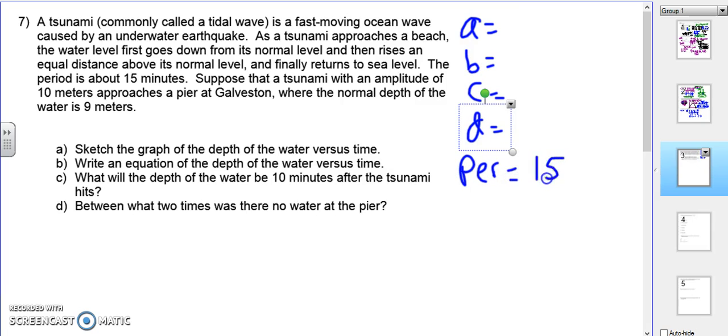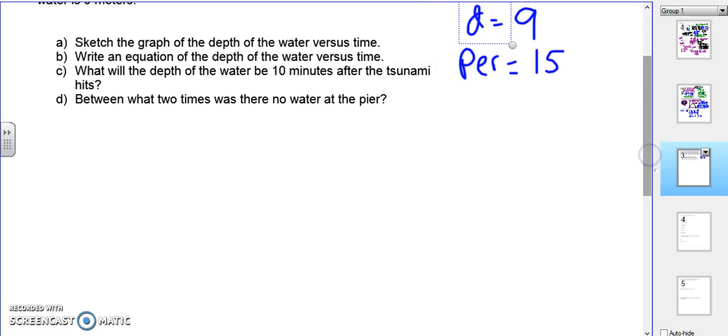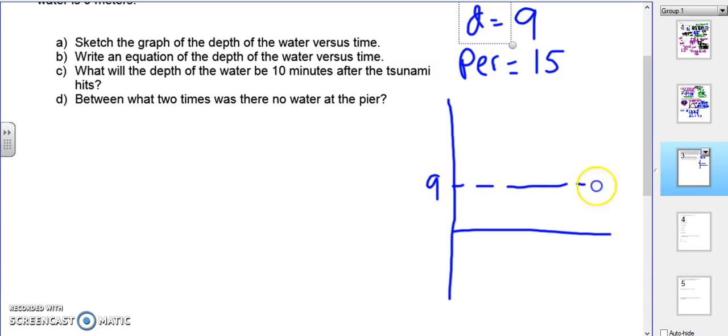So the period is 15. The amplitude, it says, is 10. And the normal depth is 9. So that's the middle. And we got to sketch a graph. So I'm going to have to move this a little bit. So I'm going to put 9 here. Amplitude is 10, which means this is 19, and then -1. Now, does that make sense? Yeah, it's going to go underwater, so that's 0.